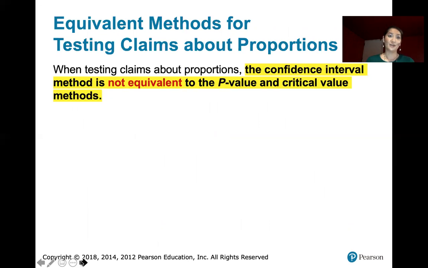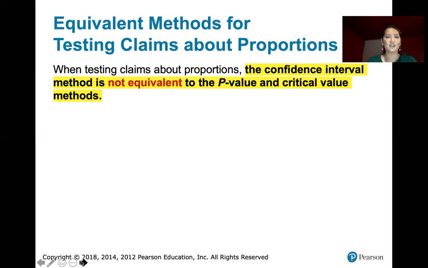or methods that aren't equivalent, to be more exact. When we're testing claims about proportions, I want you to be aware of the fact that the confidence interval method is not equivalent to the p-value method and critical value method. The p-value and critical value methods are equivalent. They're always going to give you the same results, but the confidence interval method sometimes gives you a different result regarding the null hypothesis. There are times when the p-value and critical value method will tell you to reject the null, but the confidence interval method tells you to fail to reject the null, or vice versa. Many times they agree, but we're not guaranteed that they agree because these are not equivalent.